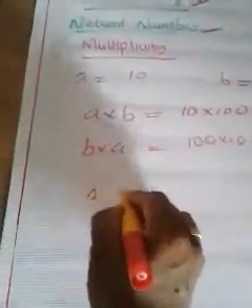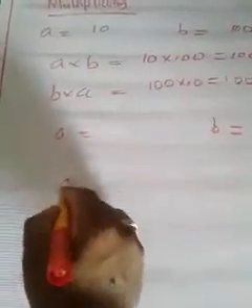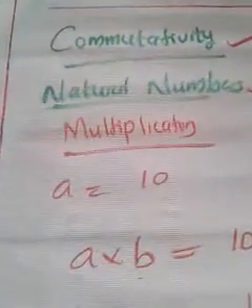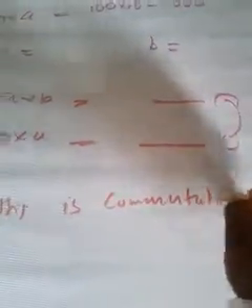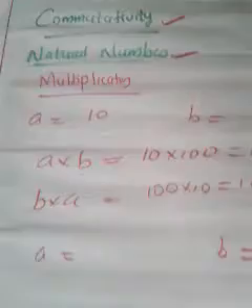And can you choose two other examples? Try to choose at least one more example. Then in that case also, just calculate a into b and b into a. You can see both will be the same. Try to do that. So what can we conclude? We can conclude that multiplication is commutative in natural numbers.